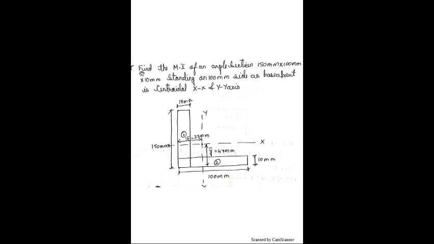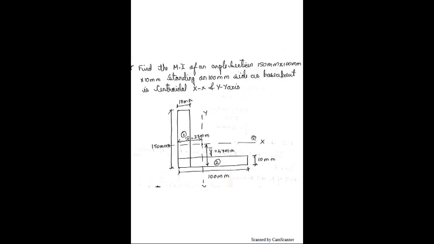So let us see. Find the moment of inertia of the angle section 150 mm by 100 mm by 10 mm standing on 100 mm side as a base about its centroidal x-axis and y-axis. So the angle section is of 150 by 100 by 10. 100 mm is the base. So its CG will lie somewhere here. So this is the x-axis and y-axis. They have clearly mentioned that we have to find out about centroidal x-axis and y-axis.